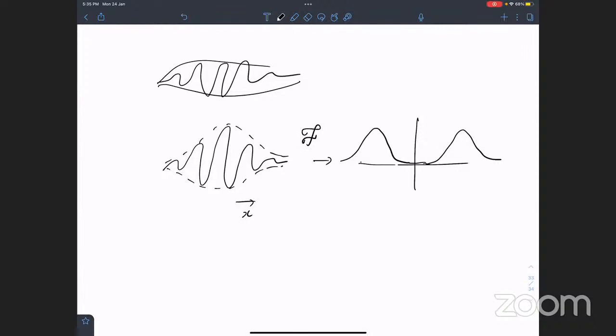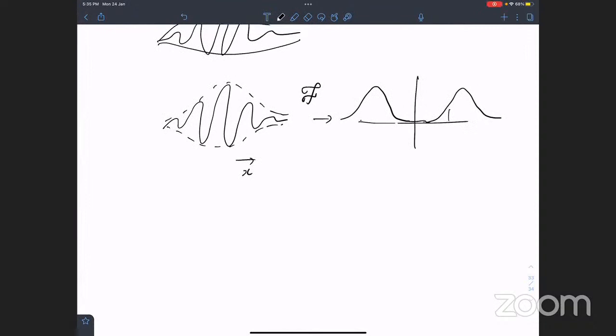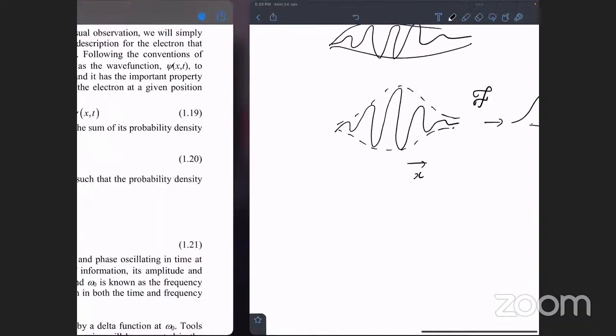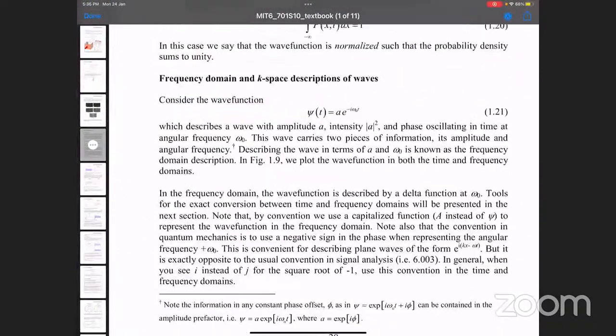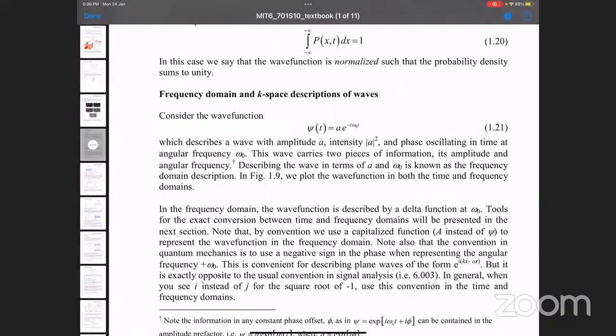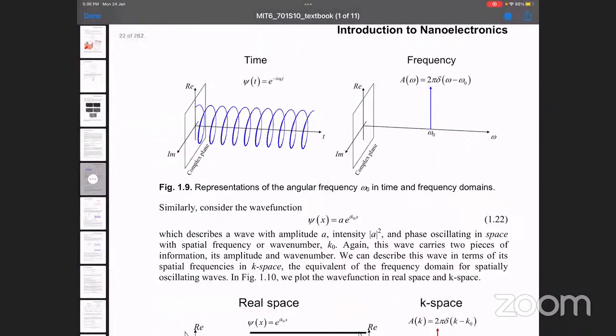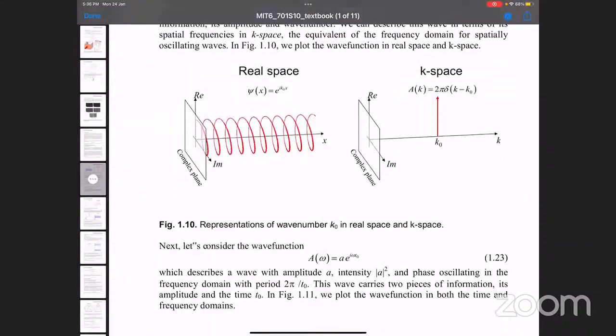Now if I ask you what is its momentum, you say, I don't know. It doesn't have a proper value, right? It can be anything like this. The same idea holds if I have a wave packet in time. If you take its Fourier transform, then you again get a Gaussian, right? So there's no definite energy. That is the concept being talked about here: frequency domain and k description of waves.